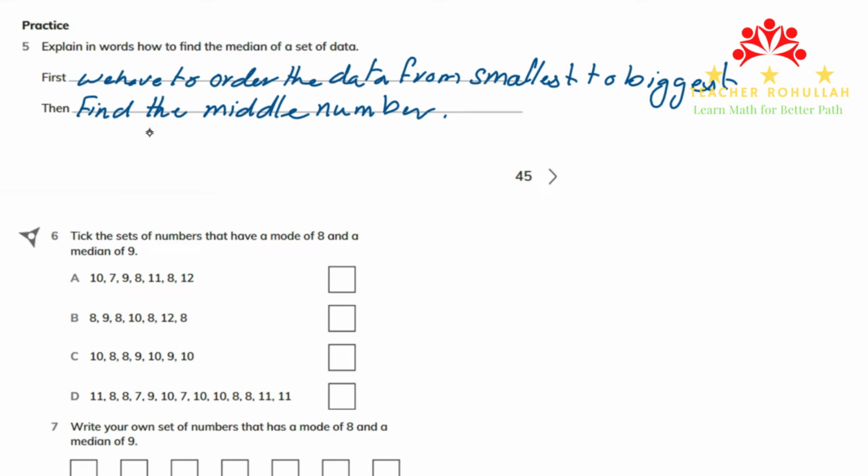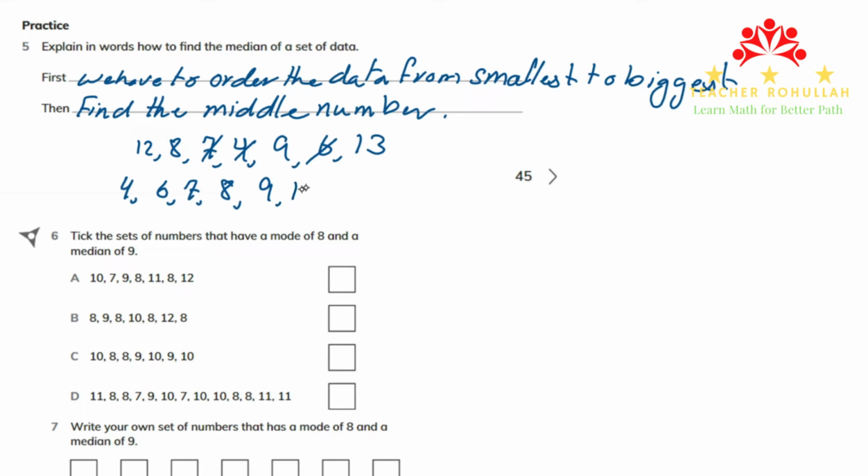Let me give a small set of data over here. If we have 12, 8, 7, 4, 9, 6, and 13. So we have this set of data. To find the median for this data set, we have to first order it from smallest to biggest. The smallest starts with 4. So we have 4, then 6, then 7, and then 8. We have 9, 12, and 13.